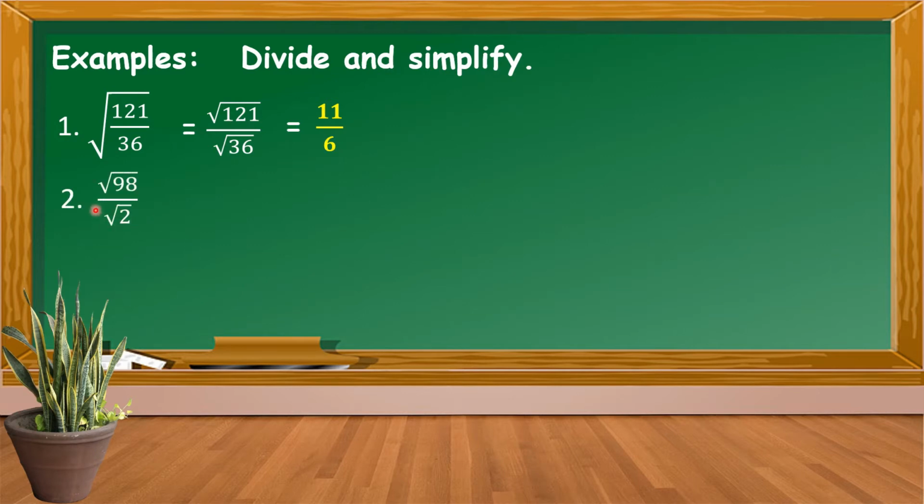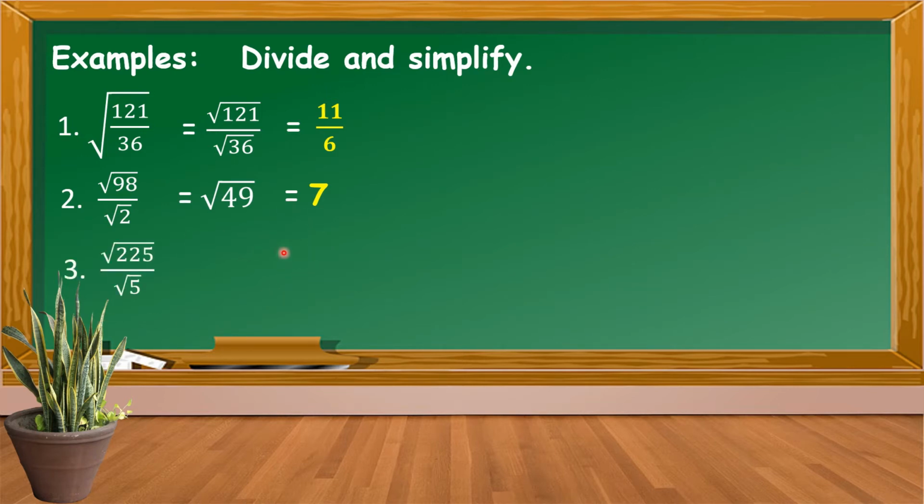Number 2. Square root of 98 divided by square root of 2. We all know that 98 is not a perfect square, as well as 2. But we can divide 98 by 2. That is square root of 49. So we do not remove the square root symbol, or the radical sign. Again, 98 divided by 2 is 49. And now, 49 is a perfect square, so our answer is 7, because 7 times 7 is 49.